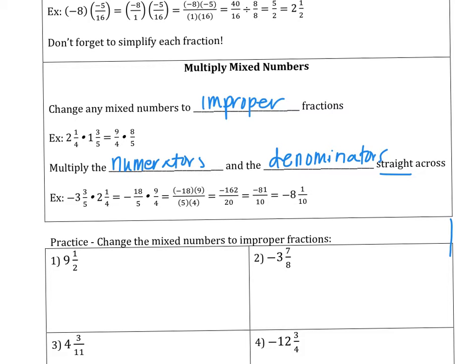Another example would be if we have these two mixed numbers that we're multiplying. We want to turn our first one into an improper fraction and our second one into an improper fraction, and then we just multiply those straight across. We're going to get an improper fraction. First thing you want to do is reduce it down and then turn that into a mixed number.